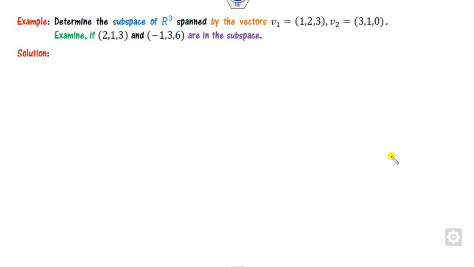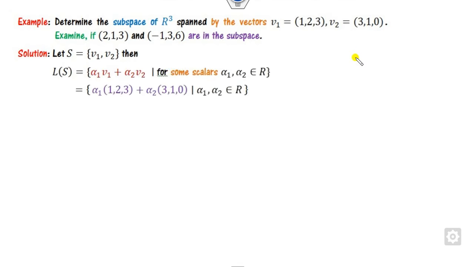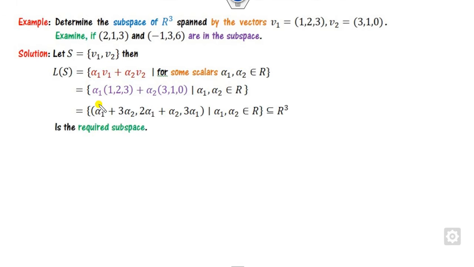Look at this example corresponding to this. You have to determine the subspace which is spanned by V1 and V2. I consider the set S as V1 and V2. Then your target is to find the linear combination of this. What is the definition? That is alpha i Vi, where i varies from 1 to, in this case, 2. I can write this LS as alpha 1 V1 plus alpha 2 V2 for some scalars. I can substitute the values of V1 and V2 here. If you open this bracket, you can take the pair X, Y and Z as the required subspace.